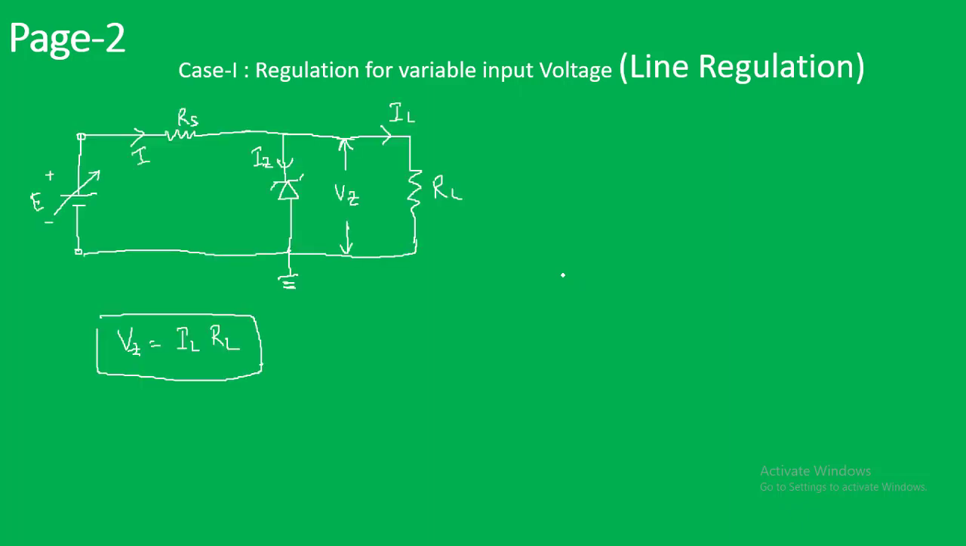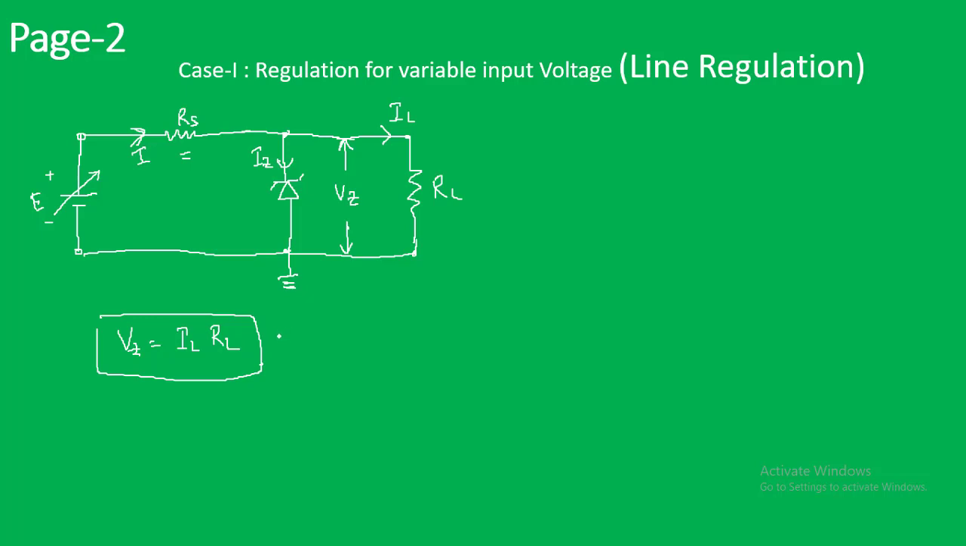So consider this circuit where our line voltage, let us consider it as E, which is variable in nature, and the Zener diode is connected through a series resistance, and the total current across the resistance or across the circuit is I, where it is getting divided in two branches. One is IZ, another is IL. So IL is current passing through the RL, and here we have the voltage drop, which is VZ. Now the voltage drop across these 2 points and across these 2 points will be same, so we are naming it as VZ. So we can write that VZ equal to IL into RL.